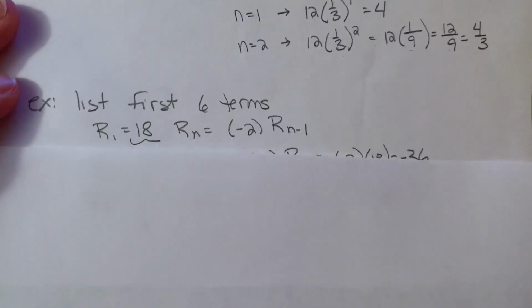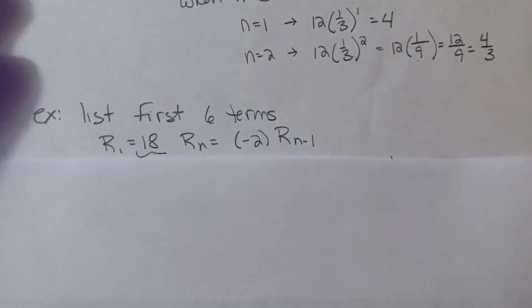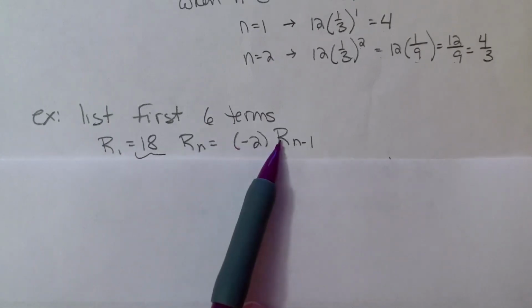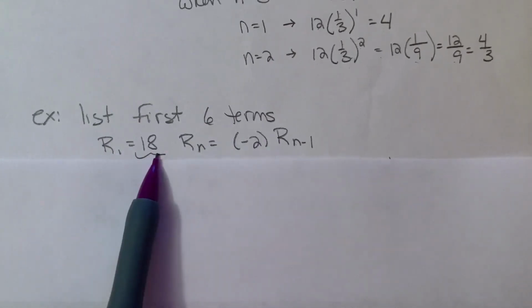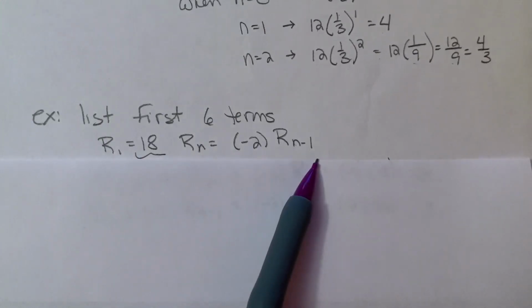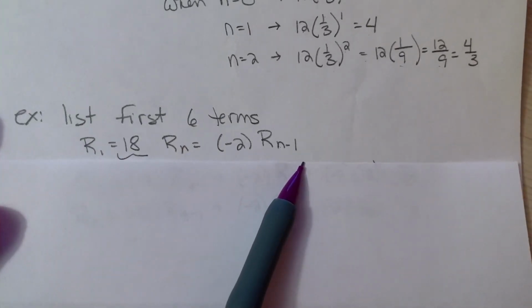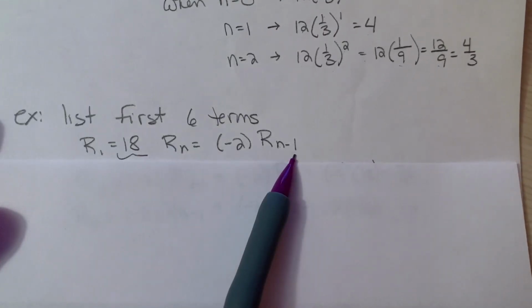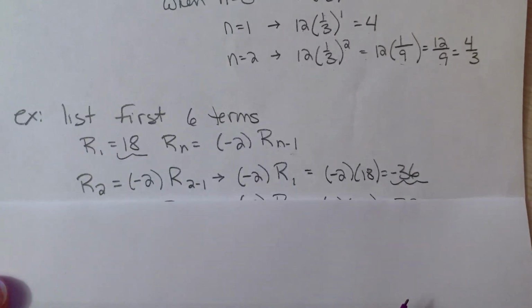Okay, so the other type of problems you might see is where they give you a recursive formula and they ask you to list a bunch of terms. So they give me the first term. R sub 1 means it's the first term. This is my formula for finding the rest of the terms. So R sub n equals -2 times R sub n minus 1. The n minus 1 is your clue that it's recursive.